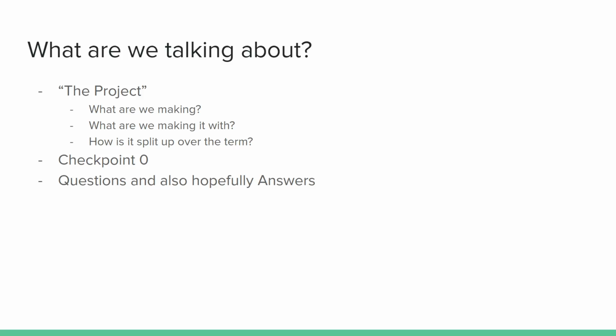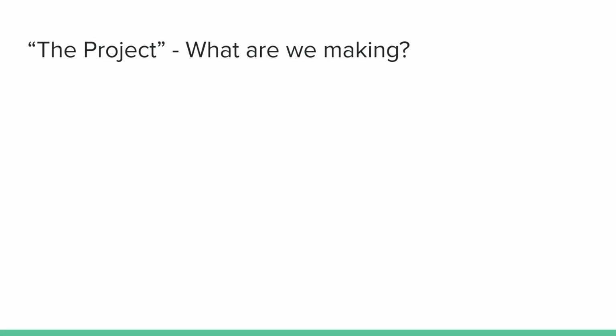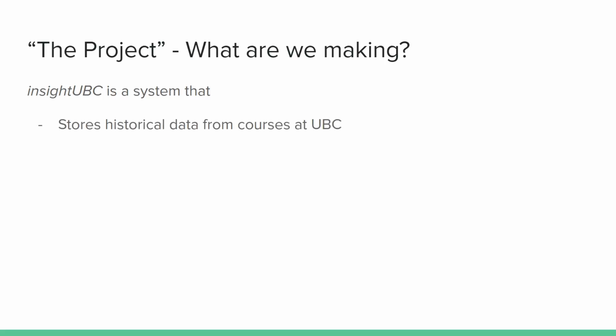So today we're talking about the project and checkpoint 0, because that's what you need to do most immediately. So, what are we making? Insight UBC is a system that stores historical data from course sections at UBC. So that's things like, what was the course's average? How many people were enrolled? When did it happen? Who was the instructor?